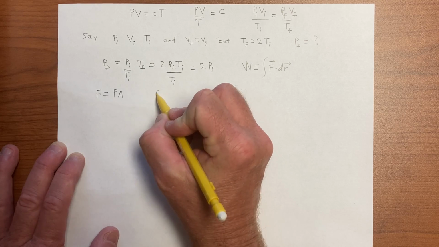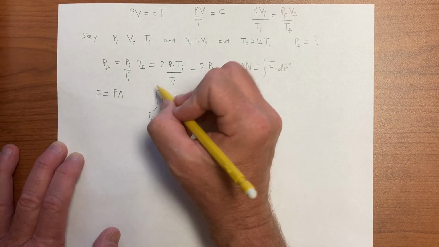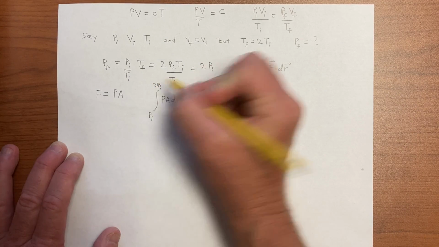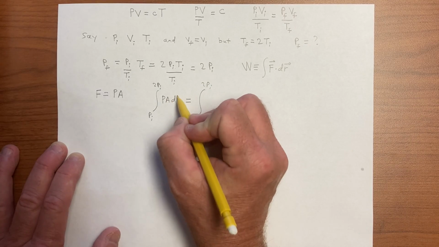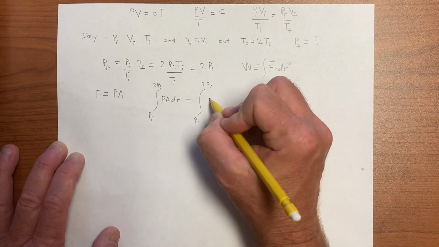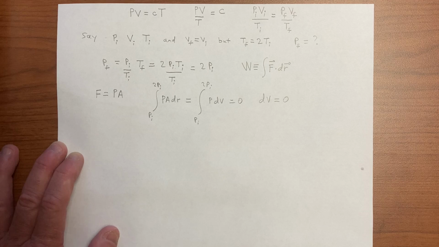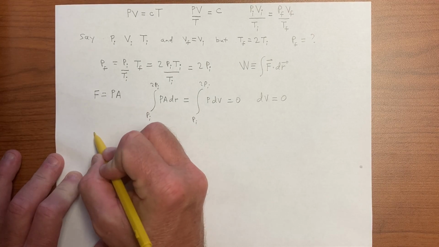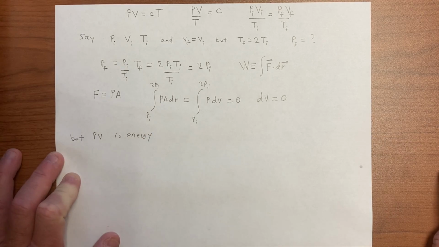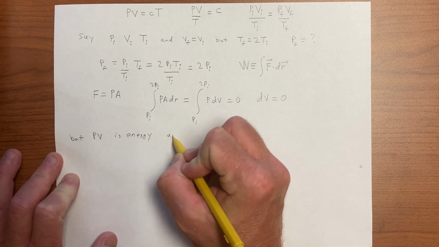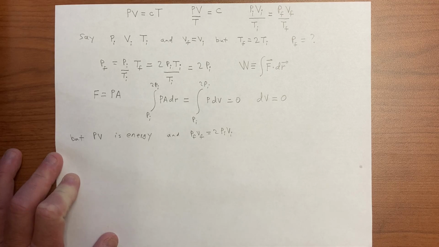So we are integrating a PA thing over some distance at a value of P that doubles, goes from Pi to 2Pi. This little piece here is area times the tiny distance, a little volume, so that's pressure times a little volume dV. But this is 0 because there is no change in the volume. We know that PV is an energy. So we have an energy in this system, and P final V final is equal to twice P initial V initial. All right, so the energy doubled.